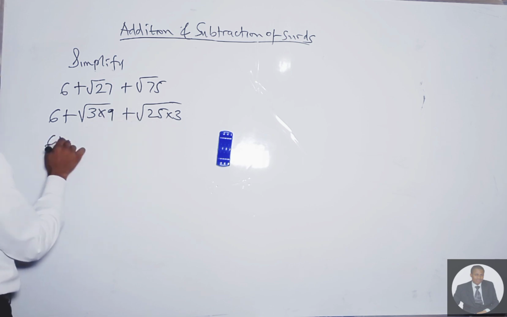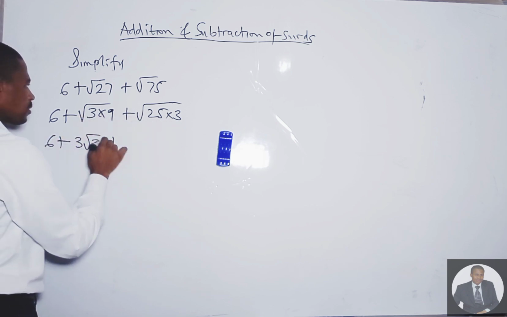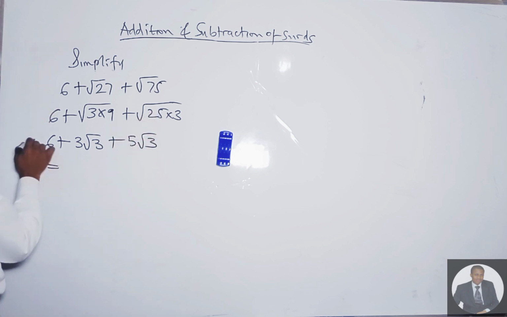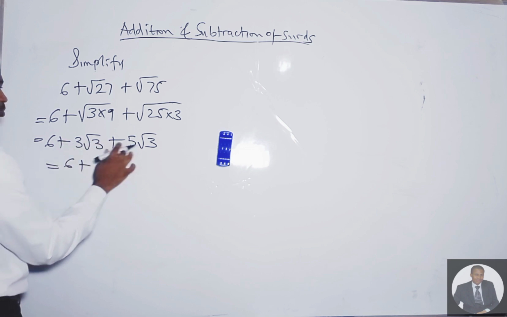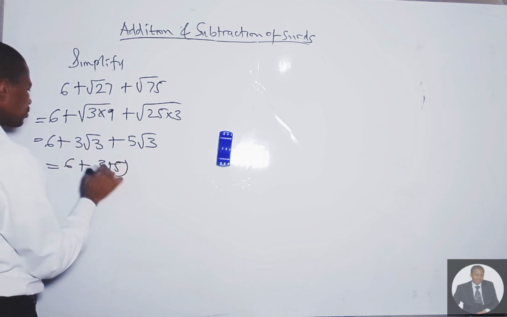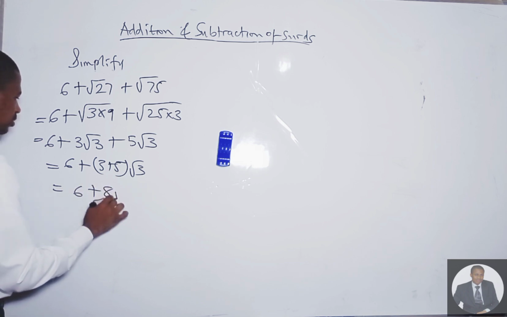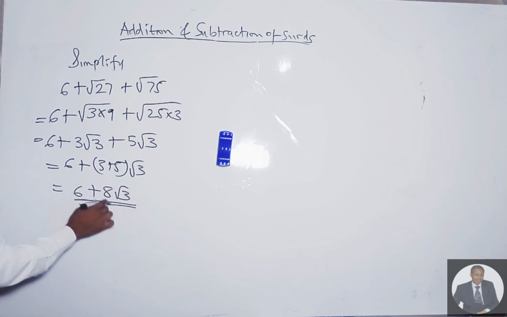Say 6 plus square root of 9 is 3. Square root of 25 is 5. So we collect our like terms, as it were. We say 6 plus 3 plus 5 root 3. That will give us 6 plus 8 root 3. This will be our answer for this question.